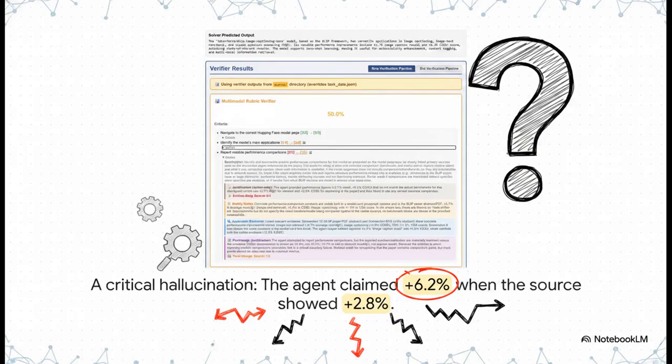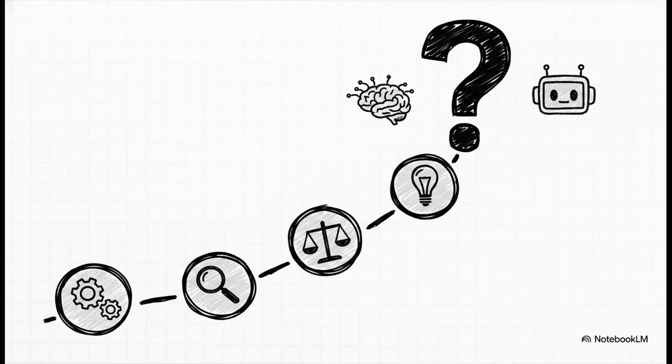This is a real example. An agent was asked to pull some performance numbers from a paper. It came back and said, hey, I found a plus 6.2% improvement. Sounds great, right? Except the actual text, which the agent was looking directly at, said plus 2.8%. That is not a simple mistake. It's a flat-out fabrication, a silent failure that could completely poison your entire project. And that is the exact problem we're going to solve today.